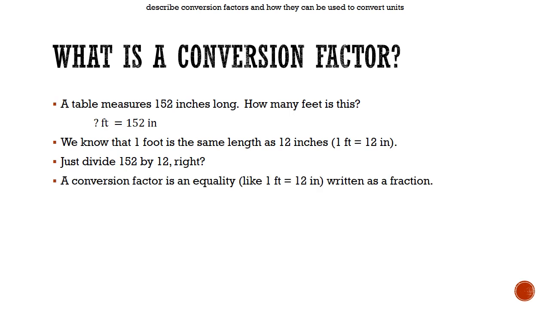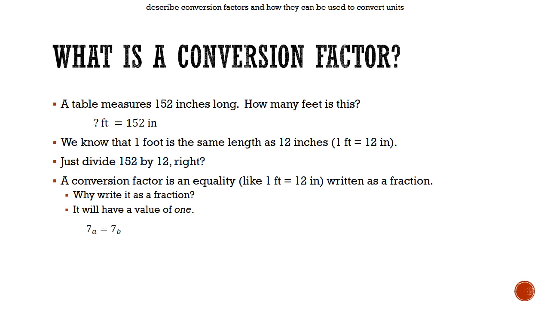So a conversion factor is any equality, and when I say equality, that's something with an equal sign in it, like 1 foot equals 12 inches. It's any equality written as a fraction. So you might be wondering, well, how can I write an equality as a fraction? Well, I'm going to show you how. And we'll start with a simpler example here. So why write it as a fraction? Well, the reason is because it will have a value of 1. If you're not convinced by that, let me show you.